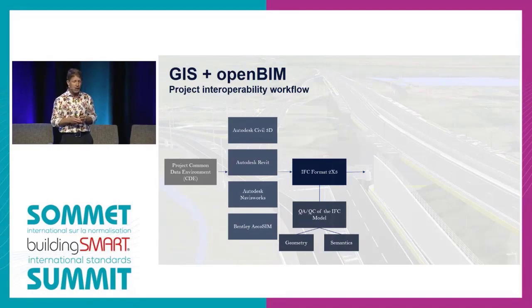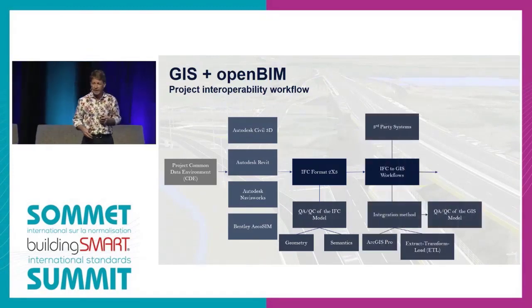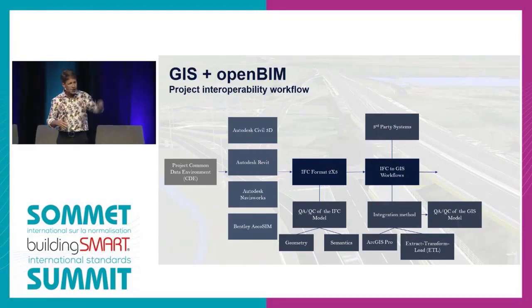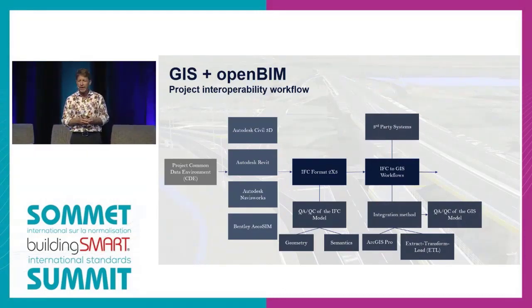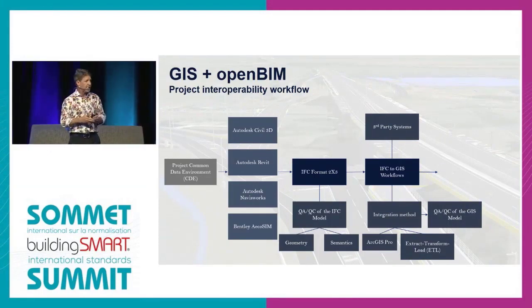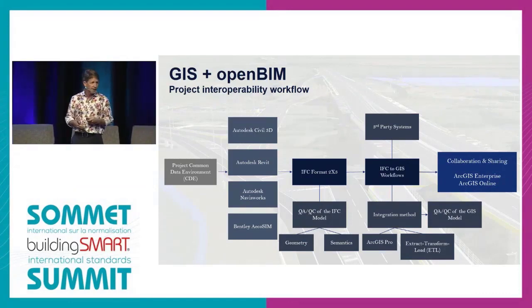They QA the model, they QA the geometry, they QA the semantics and the properties, but from this point forward, everything that they visualize, analyze, report on is using IFC. So they've got third-party systems for QA. The IFC then comes into a GIS. We consume that IFC data directly. It gets integrated through ArcGIS Pro. Some of it is an ETL workflow, some of it is real-time data, and it results in this collaborative, this sharing environment that is based on Esri Tech.